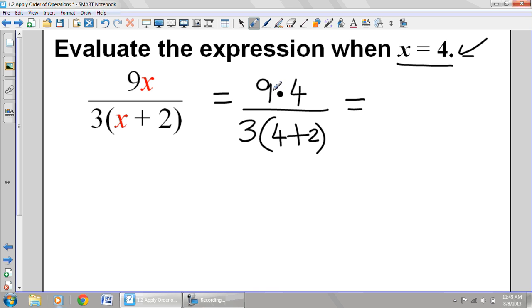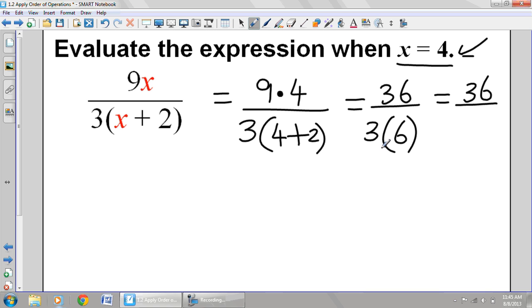So now look at the numerator. 9 times 4 is 36. Write the 3, and keep in mind you need to get rid of the parentheses, which means you need to solve whatever is inside the parentheses until you get a single number. 4 plus 2 is 6. 36, there is nothing else to do at this point. Numerator 36, denominator 3 times 6. Keep that in mind. This is multiplying 3 times 6, 18. Use your calculator, substitute 36 divided by 18 to get the answer 2.